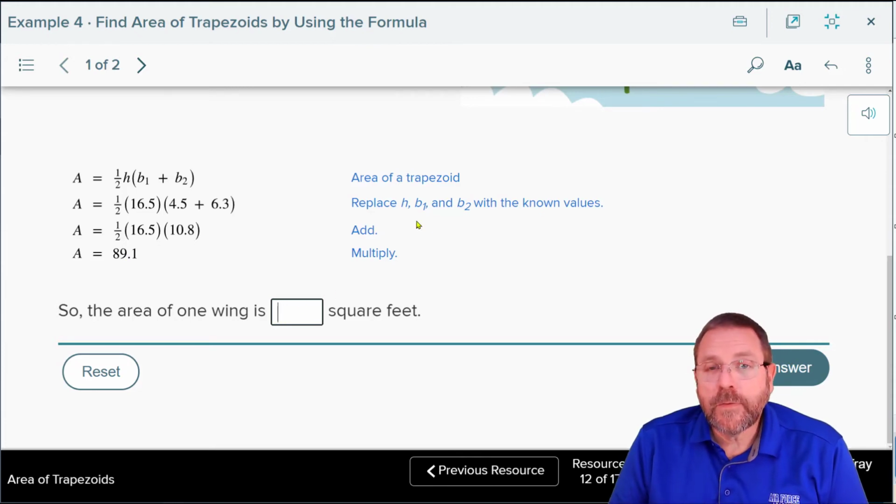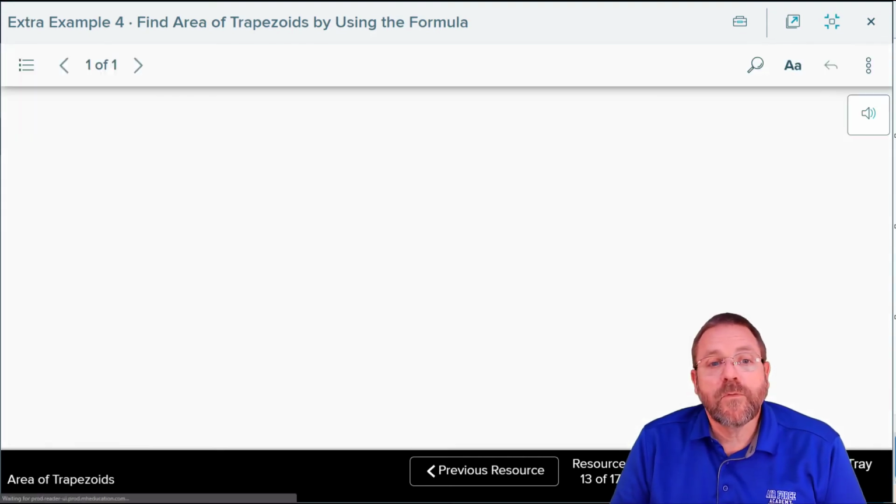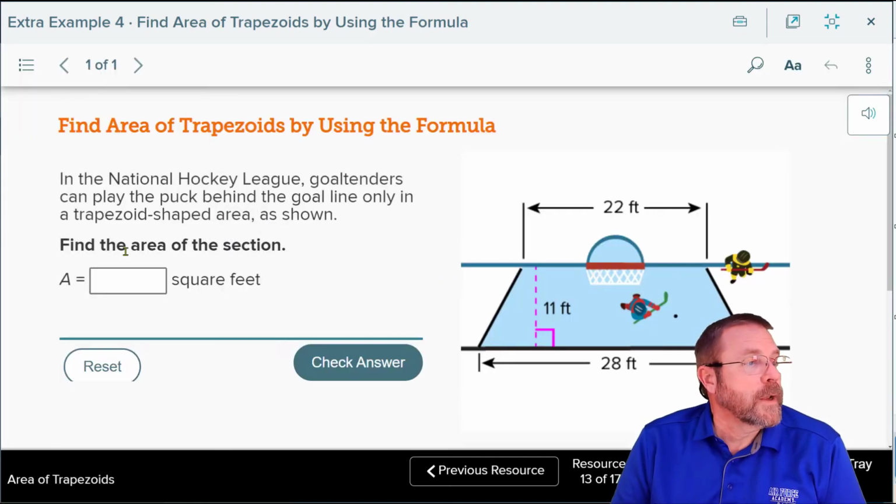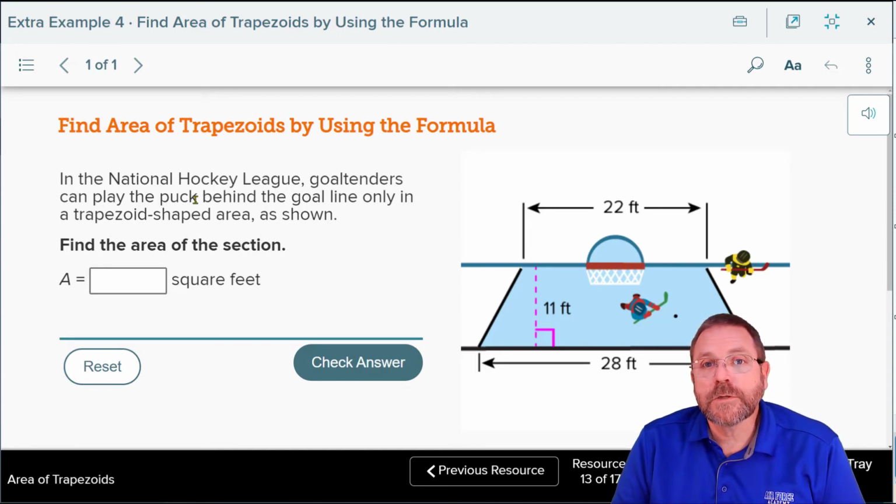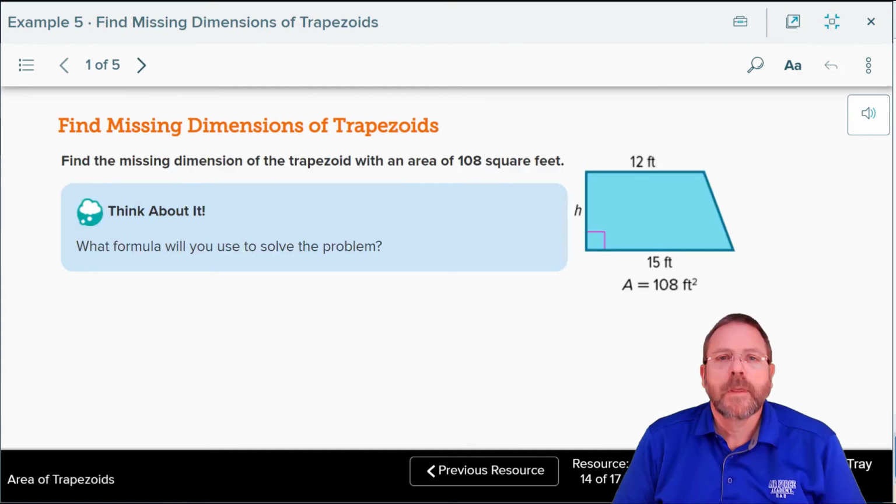It works just like the others we've been doing, so you take a minute and do extra example number 4 on your own, where you're going to find out the area that the goalie gets to play in a professional soccer game, or a hockey game.